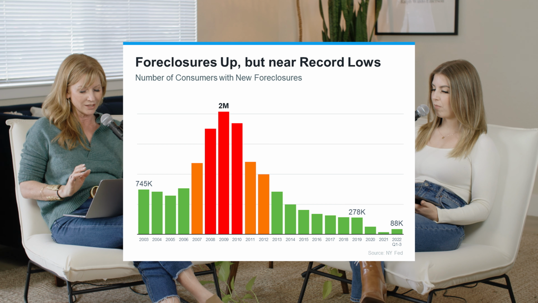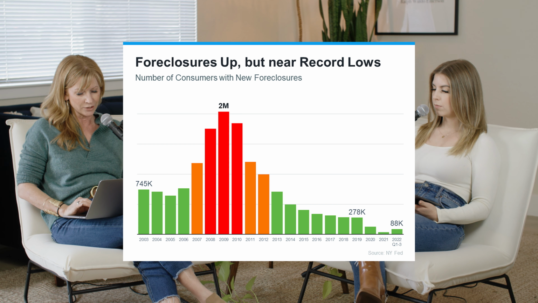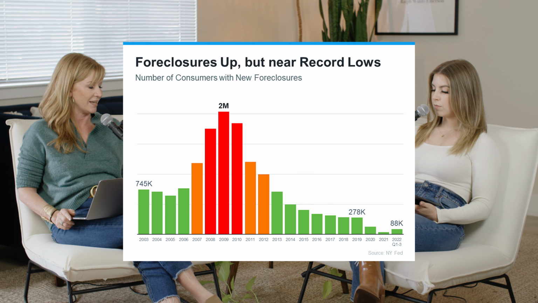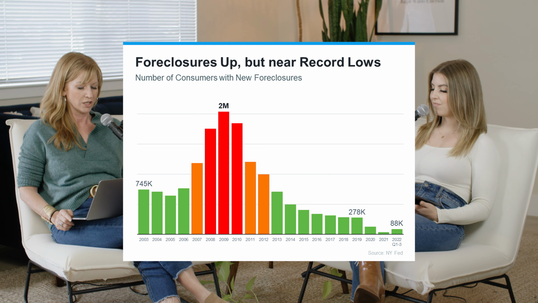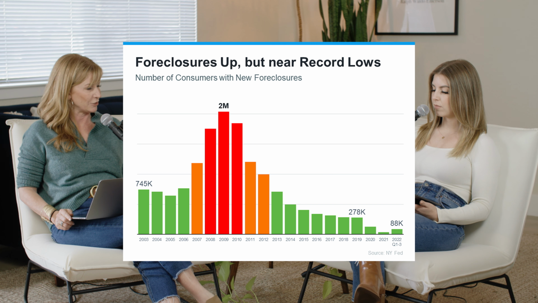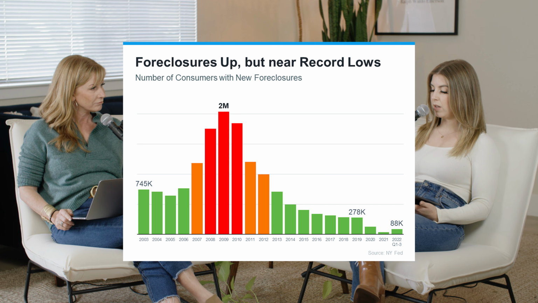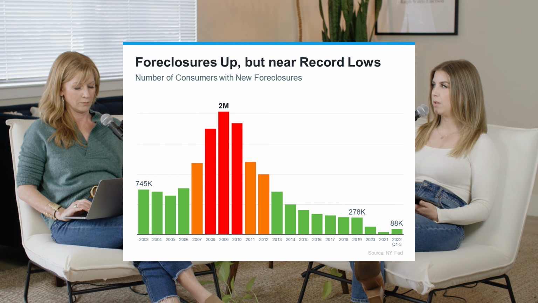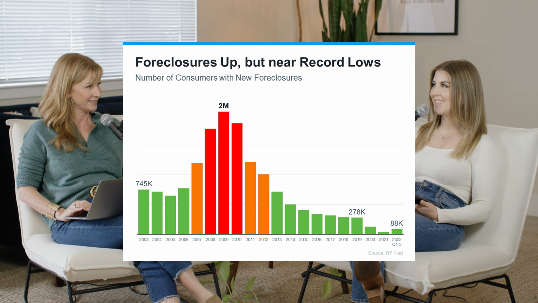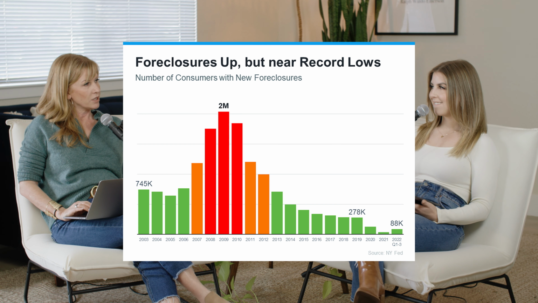Well, if you look at this graph by KCM, they did go up a little from 2021, but right now we're sitting at 88,000 foreclosures, which is much lower than it even was in 2019. Yeah, in 2019 we had 278,000, and now we have 88,000. Why do you think we won't see foreclosures?